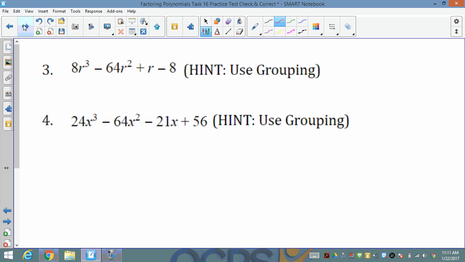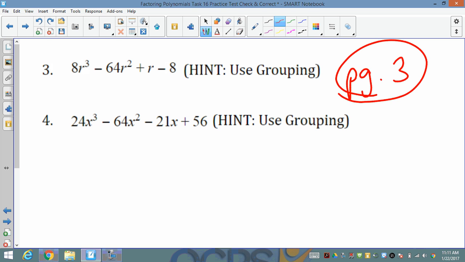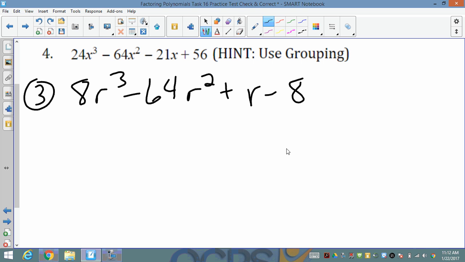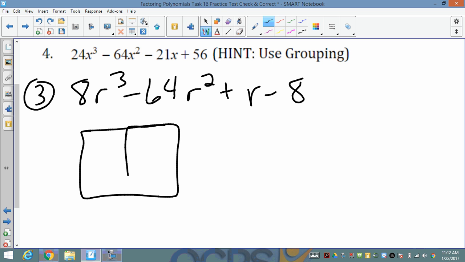So 3 and 4, it says hint, use grouping. Our grouping is in our booklet on page 3. Grouping to me is the easiest one because what's happening with grouping is I have 4 terms. And if I'm using the box method, which is the method I prefer you use, I've got 4 spots in the box. So I'm going to draw the box. I am going to put each term in the box. Remember, it's important that the highest degree goes first, the lowest degree goes last. The other 2, it really doesn't matter.